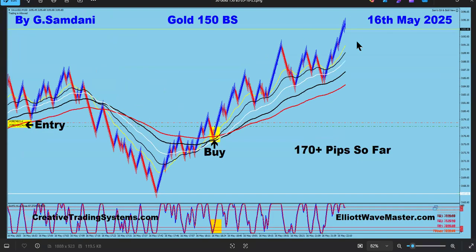Otherwise I wouldn't close if it wasn't Friday, but on Friday I don't want to leave my trades open over the weekend. Anything can happen, right? Last week I got burned. So I said no, I'm going to close it and take it in the new week, new trade, right? So 170 this one. So this is it. All these maybe like 23, 24 trades, something like that.